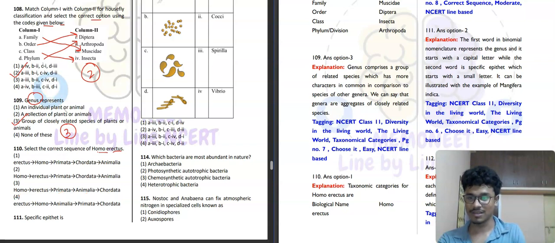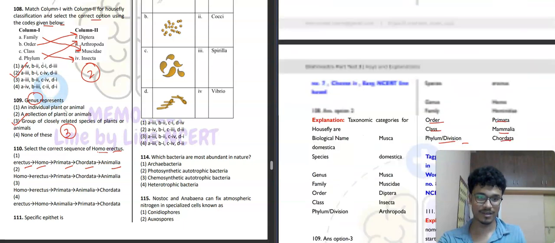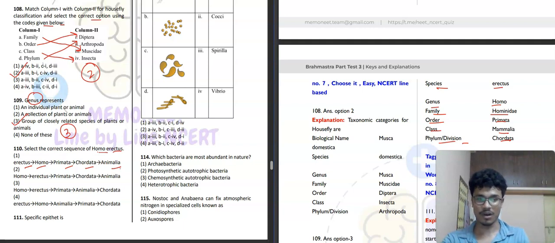Can you tell me why this third option is incorrect? Animalia should be given first, then Chordata, then Primata, then Homo, then Erectus, as you can verify here. So here kingdom is Animalia, then phylum is Chordata, then class is Mammalia, then order is Primata, then Homo is the genus, and lastly erectus is the species. That's the correct order. So the first option will be your correct answer for this question. Okay, moving towards the next question, 111.